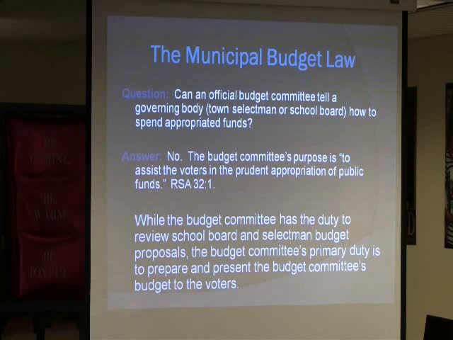Can an official budget committee tell the governing body, the school board or the selectmen, how to spend the appropriations? And the answer to that clearly is no. This question comes up a lot during the budget committee deliberations when the budget committee meets with the school board to discuss the school district's budget, and oftentimes with the selectmen. The purpose of the budget committee is to assist the voters in prudent appropriation of public funds. While the budget committee has the duty to review the school board and selectmen's budget proposals, the budget committee's primary duty is to prepare and present the budget committee's budget to the voters.